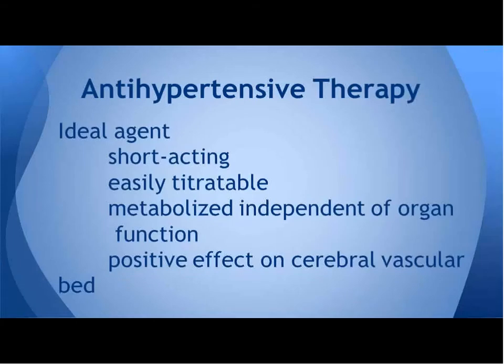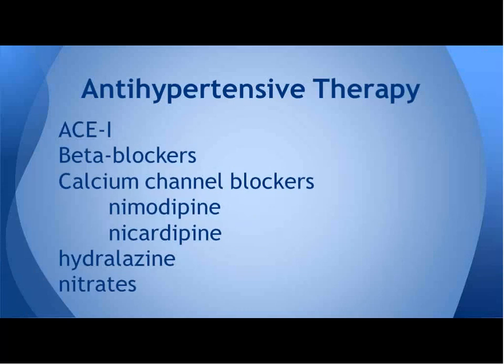So moving on to antihypertensive therapy, the ideal agent for an antihypertensive would be something that's short-acting, easily titratable, metabolized independent of organ function, and has a positive effect on cerebrovascular bed. Unfortunately, this doesn't exist. So we just have to look at the individual drugs that we have, what their side effect profiles are, what receptors they affect, and then decide which medication is best for our individual patients.